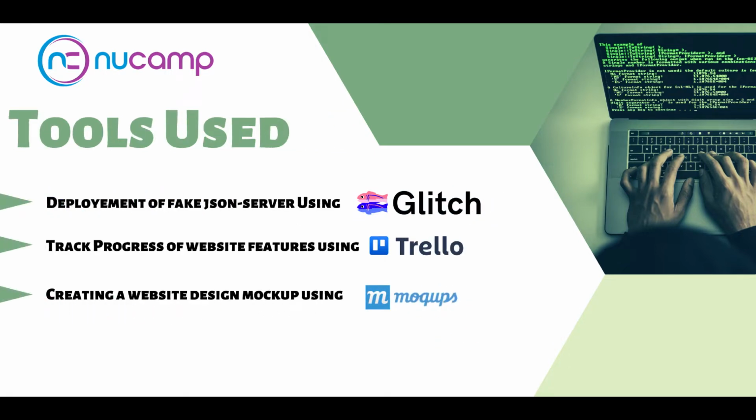There are also a couple of other tools that I used, like Glitch alongside JSON server to deploy a fake server online before creating the Express server. I also used a tool called Trello to track the progress of developed features on the website. And before starting the development process, I created a design mockup using an online tool called Mockups.